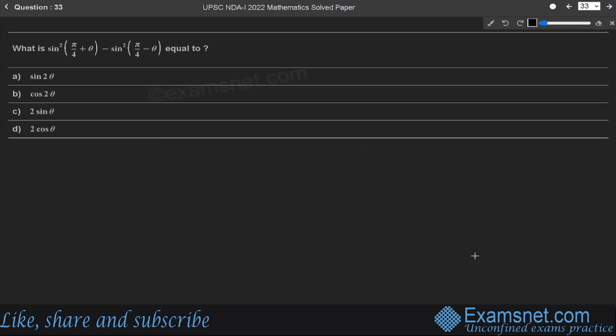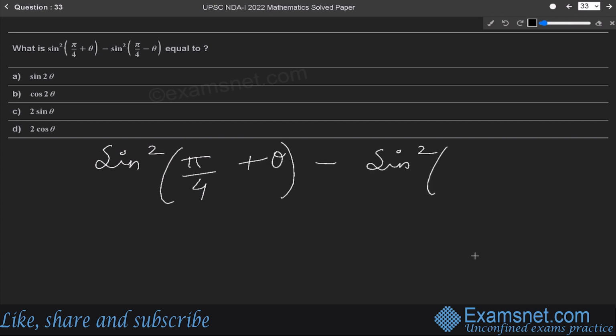Next question is, what is sine square (pi by 4 plus theta) minus sine square (pi by 4 minus theta) equal to? See, you can see that trigonometry covers a huge portion of questions in this exam. So prepare well for the trigonometry part. The question is sine square (pi by 4 plus theta) minus sine square (pi by 4 minus theta).